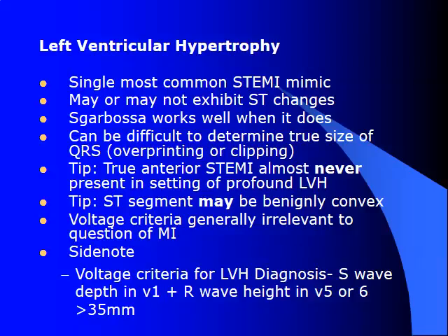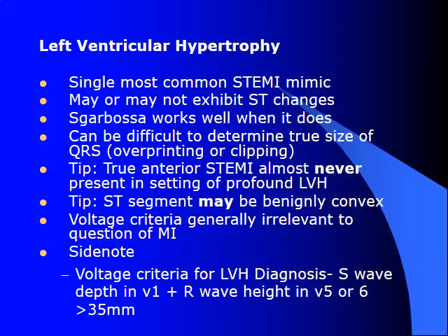True anterior STEMI is very rare in the presence of profound left ventricular hypertrophy. Whenever it is present, you should know it due to the fact that your patient is going to be extremely hemodynamically unstable. That is the number one recognition point for LVH with anterior STEMI. You may have some benign convexivity of the ST segment.